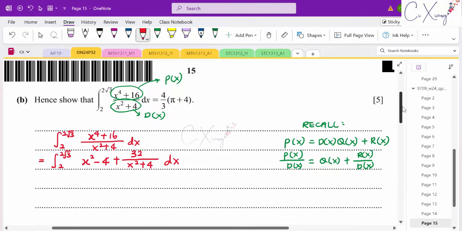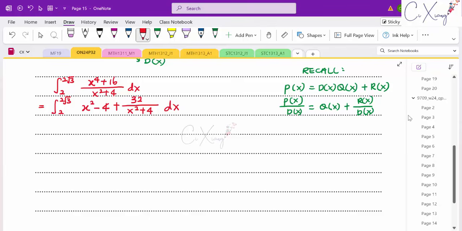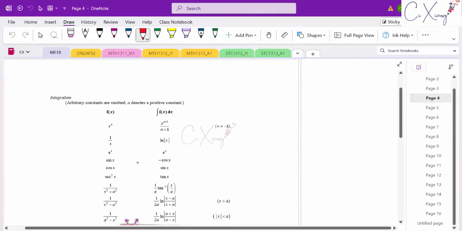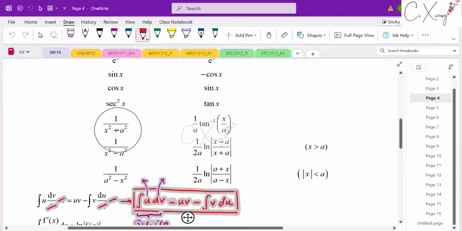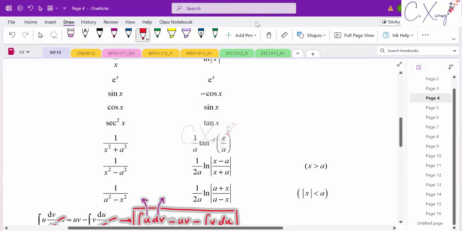Okay, then after I separate my expression, let's have a look. X squared can be integrated easily. Negative 4 also can be integrated easily. When we are having 1 over x squared plus 4, how to integrate it? You can refer back to your integration formula. When you integrate 1 over x squared plus a squared, you will be having 1 over a tangent inverse x over a. If you can remember this formula, that is even better.